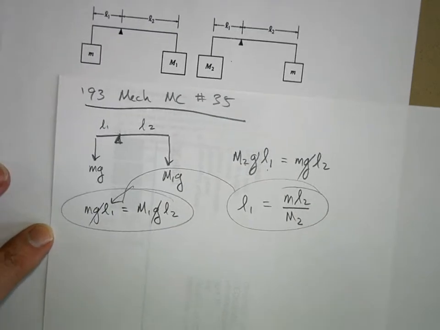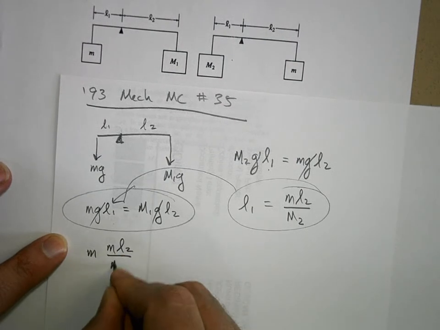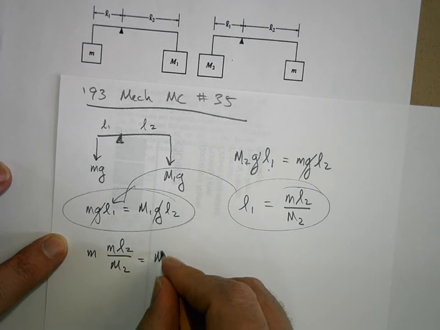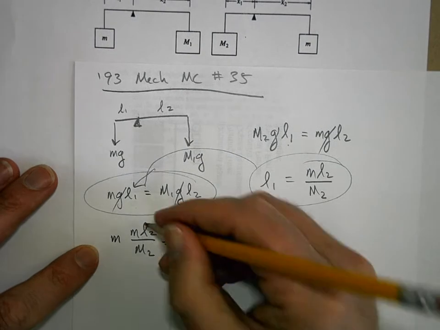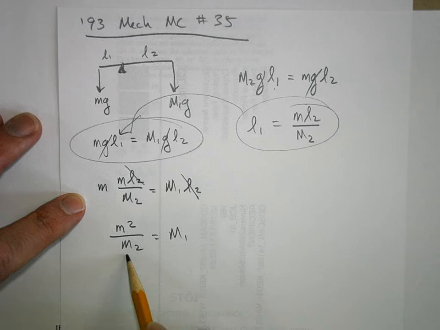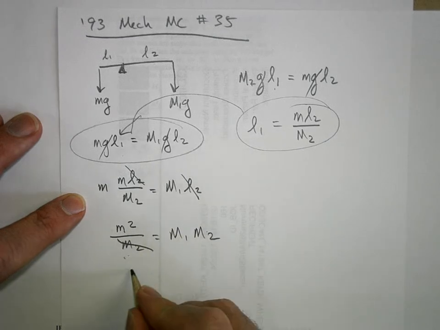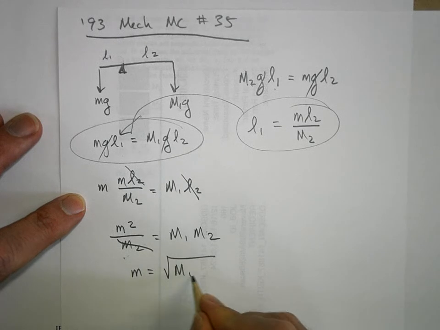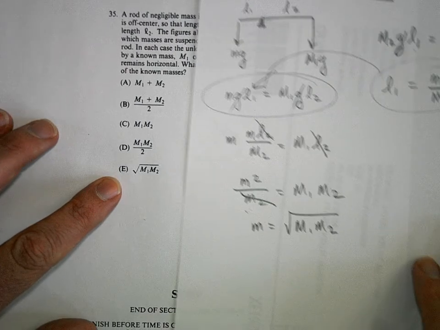Am I still on screen? Yeah. So I have M L1, which is M L2 over M2, is equal to M1 L2. So the L2's cancel, and I've got M squared over M2 is equal to M1. So I'm going to multiply both sides by M2, and then I'll take the square root. So M is equal to the square root of M1 M2, which is E.